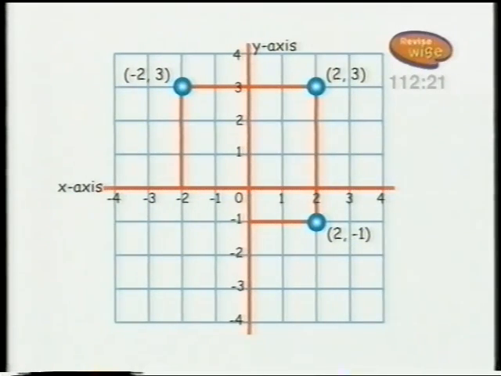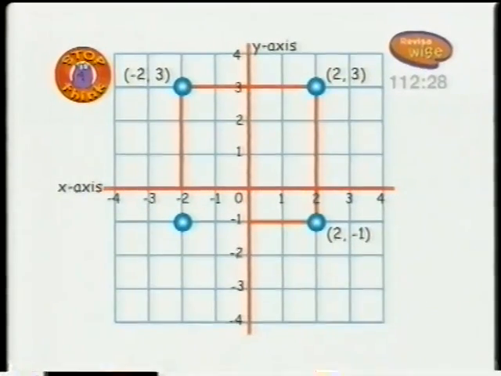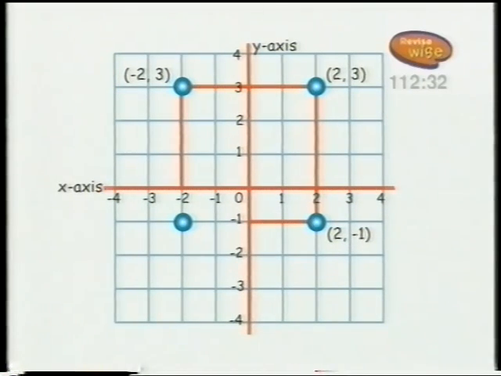And finally, what about the coordinates of this point here? X-axis first, -2, and y-axis second, -1. So the coordinate is -2, -1, in brackets with a comma between the numbers. And after all that, what have we got? It's a square.